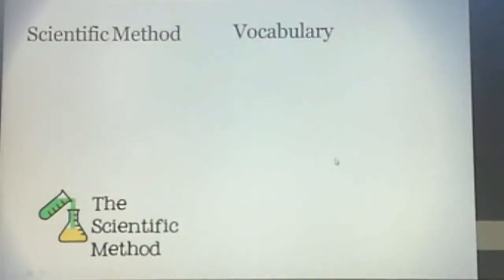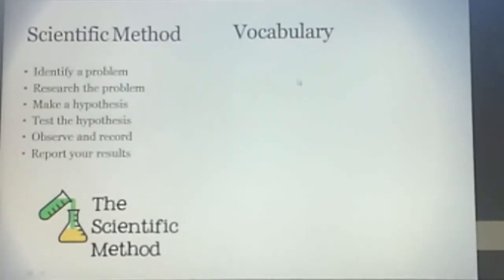So the first two things are the scientific method and some vocabulary. The scientific method has many steps, which are these ones. Identify a problem, research a problem, make a hypothesis, test the hypothesis, observe and record, and finally report your results.